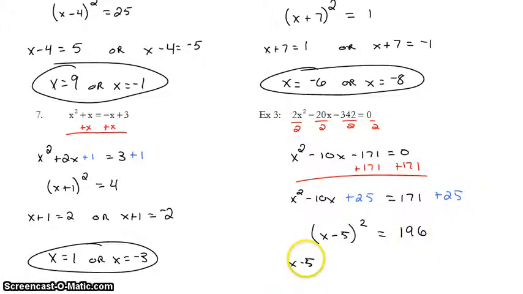Which means x minus 5 equals square root of 196 is 14, or negative 14. And when we solve, we get positive 19 for x, or negative 9.